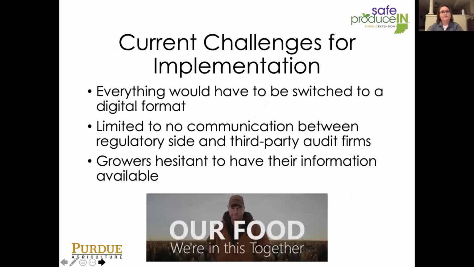Also, currently there's limited to no communication between the regulatory side and third-party audit firms. If the Department of Health comes in to do an inspection, they're not going to be looking at the audit reports from the third-party audit firm. So those are almost like two independent things. However, somebody could come in the middle and put them both together. And of course, growers are hesitant to have their information publicly available. So this would have to be done very carefully and thought through very well before it could be a possibility. But there's a ton of information just sitting there that we could use to help improve food safety in produce.